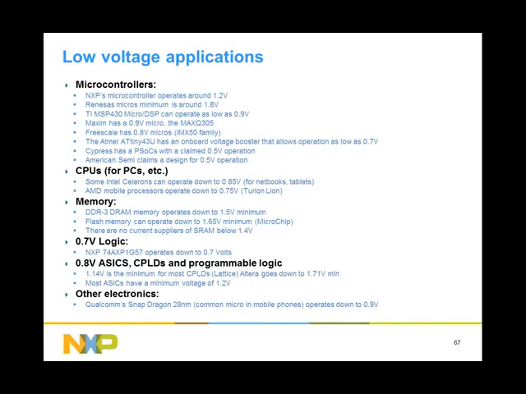CPUs are typically operating at about 0.85 to 0.75. I came across some Intel CPUs that had the interface at 1.05 volts. Memory, of course, is still up around the 1.5 volts, and some of the ASICs and PLDs are at 1.1 volts.